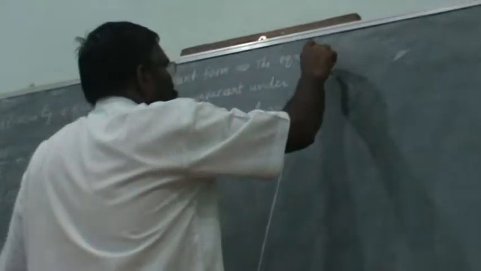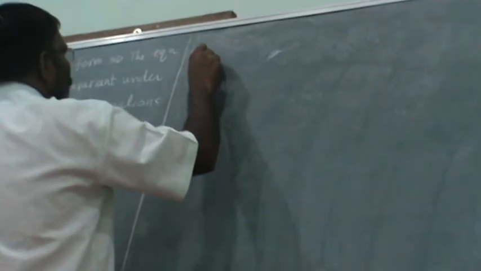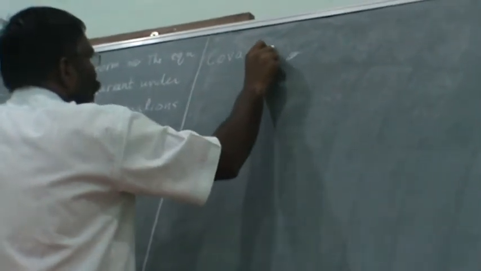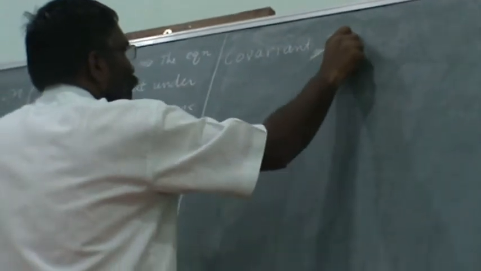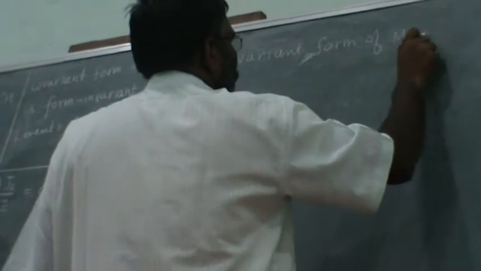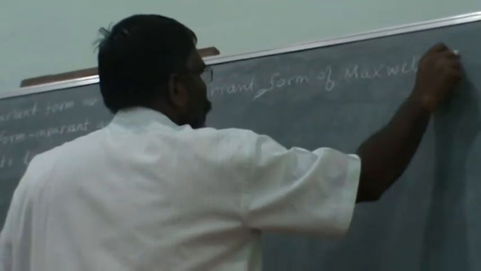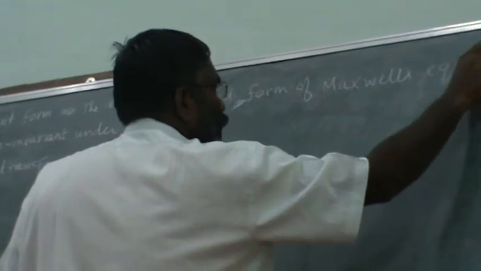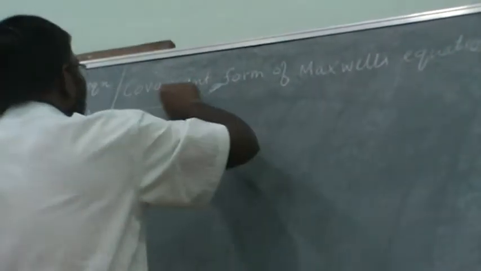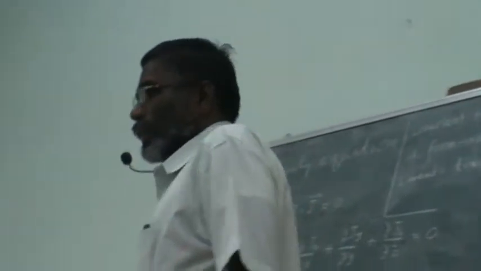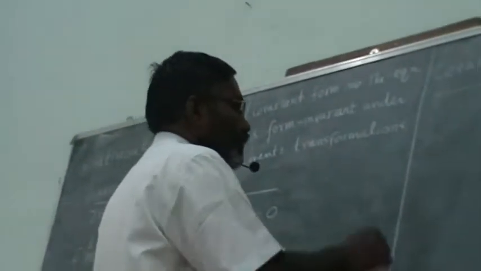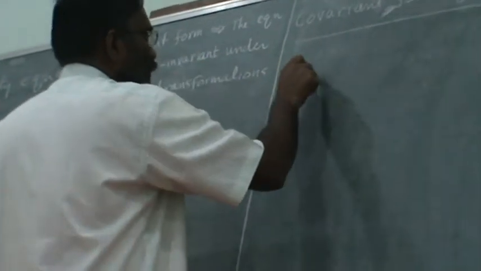So let us see how this is true. We start by trying to develop what is called the covariant form of Maxwell's equations. If we write the covariant form of Maxwell's equations, we will be able to develop a field tensor whose components will be the electric and magnetic fields. So, we will write down the Maxwell's equations.